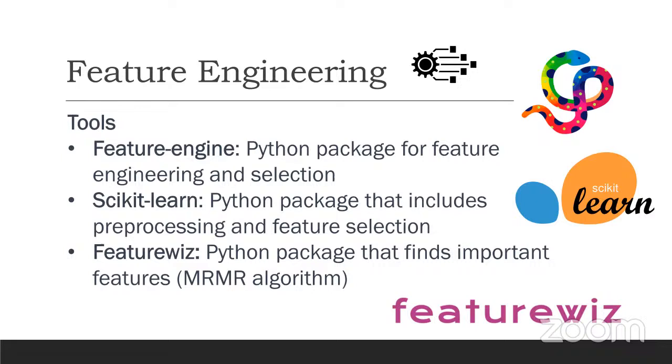Scikit-learn, definitely. Python package that includes processing, pre-processing and feature selection. And then there's another one called FeatureWise. Now, these are only three. These are only suggested. That doesn't mean that these are the only ones. Same thing with the previous tools that I've spoken about. You can use any tools you want, okay? But these are, let's say, the most famous ones. Definitely Scikit-learn. Scikit-learn is your friend.